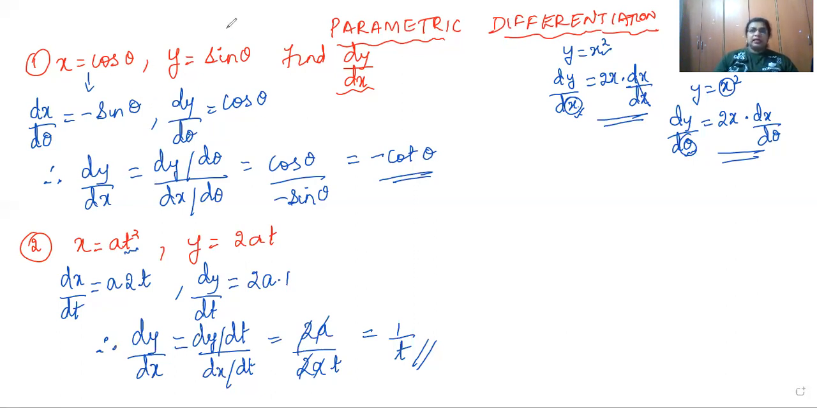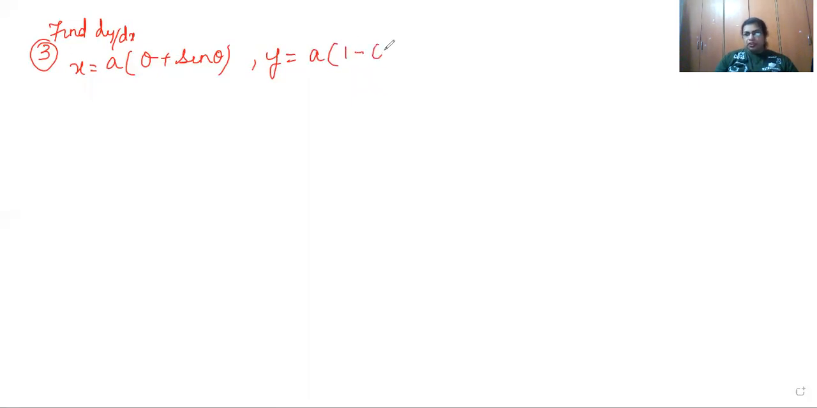So very simple, these parametric type differentiation questions. Let's take another question. Let us solve 3 to 4 questions so that you get a clear-cut idea of how parametric differentiation works. So take a third question. The main question will be the same: find dy by dx. Here x is equal to a into theta plus sine theta, and y is given as a into 1 minus cos theta.